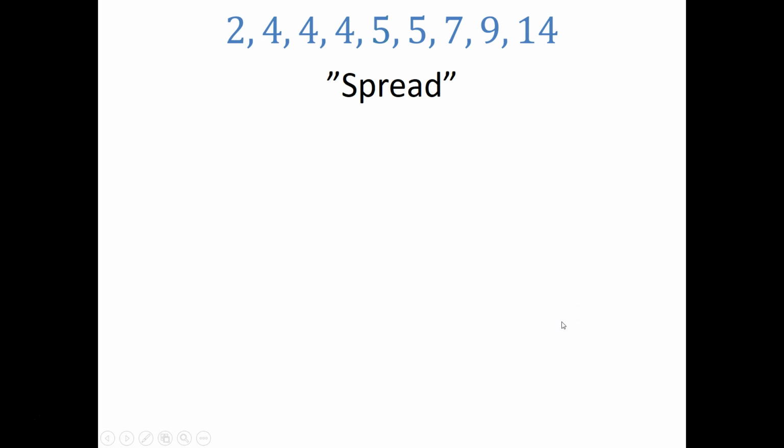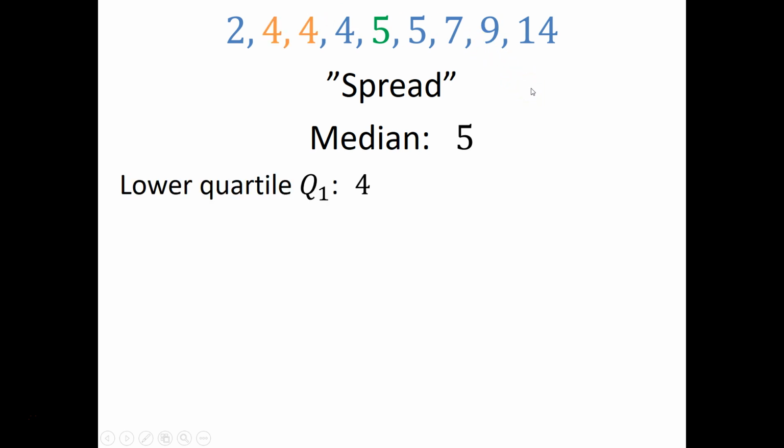Right, next thing we're going to talk about is spread. That is a measure of how far spread out our data points are, how much they vary. We already saw the median, and from the median, this divides our data set into a lower part and an upper part. And in those 2 halves of the data set, we can also find the medians, and that's going to be the lower quartile.